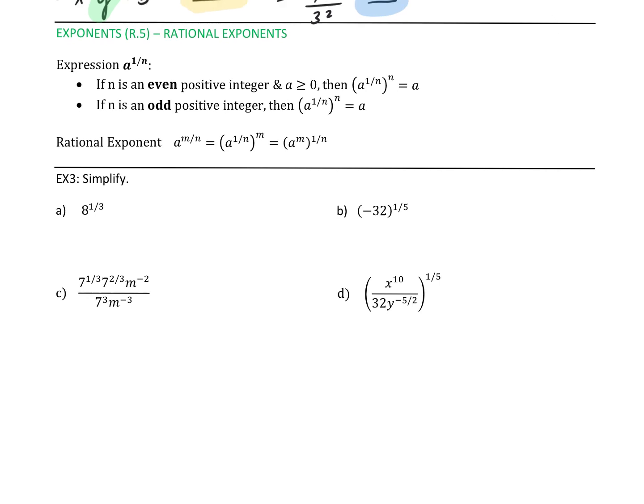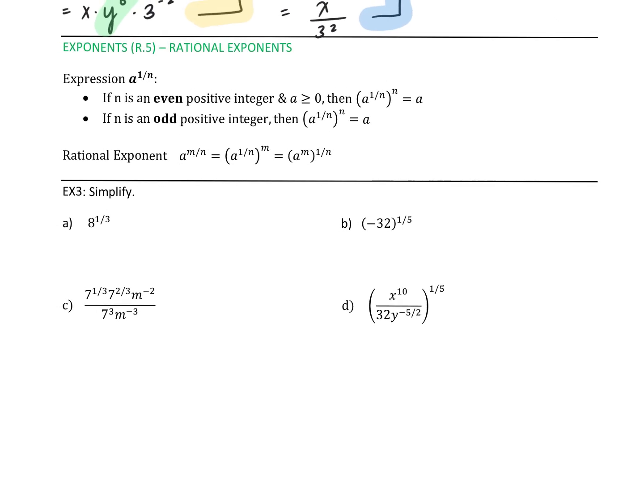Okay, moving along. So let's take a look at rational exponents. So we have an expression, a to the 1 over n power. If n is an even positive integer, where a is greater than 0, then we can just go ahead and cancel out the fractions. Okay, again, some rules here.